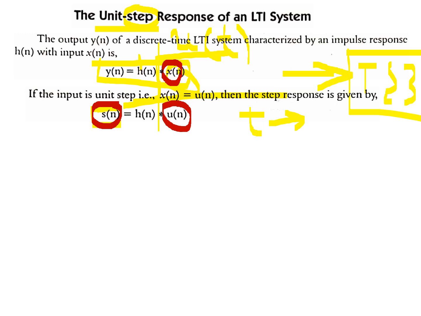Then what is the process? How do we find, using the impulse response h of n, for a u of n input, what the step response is? Simply use the formula of convolution. See what I do. I am expanding it.